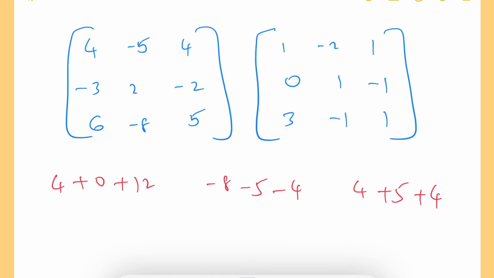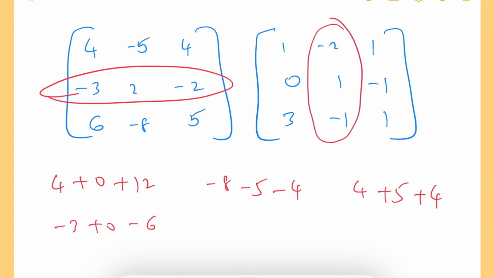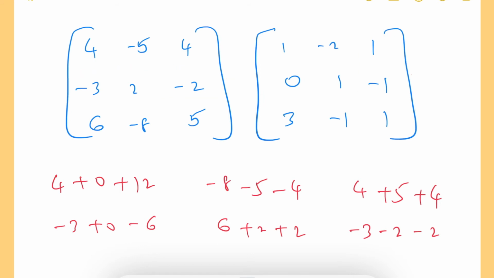Next, let's move to the second row. Second row into first column. Minus 3 into 1 is minus 3, 2 into 0 is 0, minus 2 into 3 is minus 6. Next, second column. Minus 3 into minus 2 is 6, 2 into 1 is 2, minus 2 into minus 1 is 2. Next, third column. Minus 3 into 1 is minus 3, 2 into minus 1 is minus 2, minus 2 into 1 is minus 2. Second row also completed.